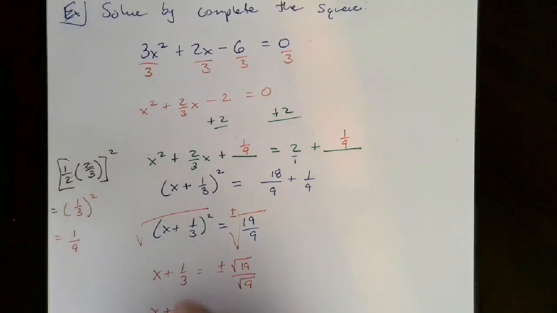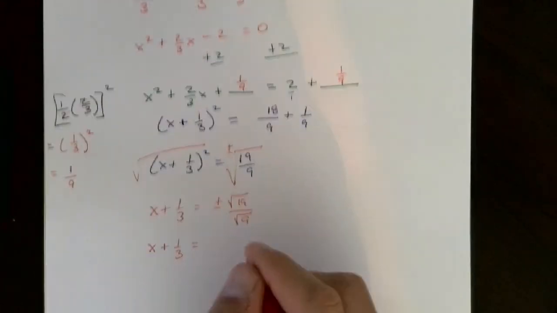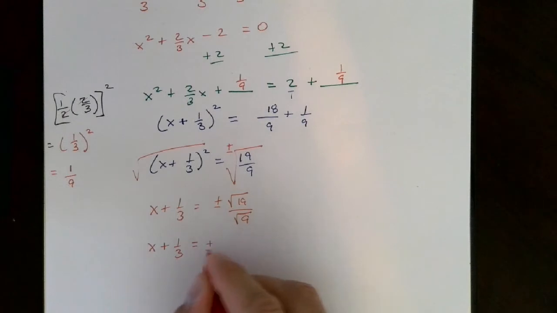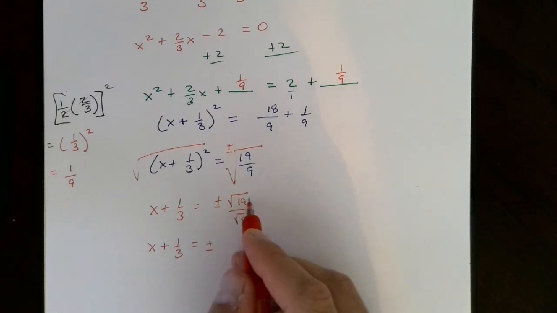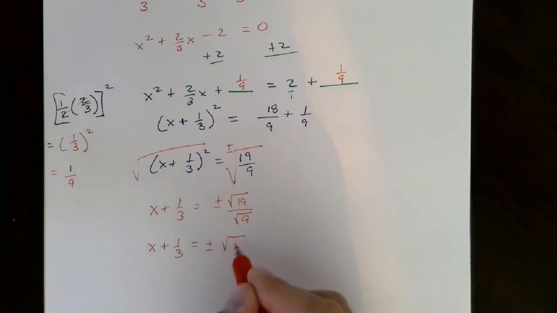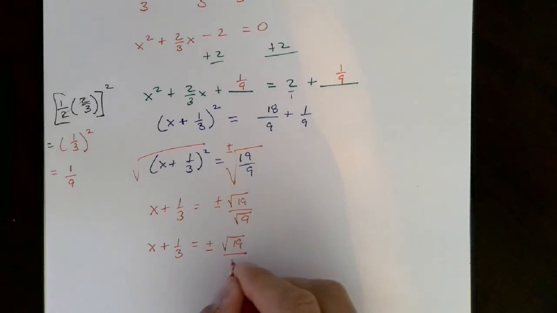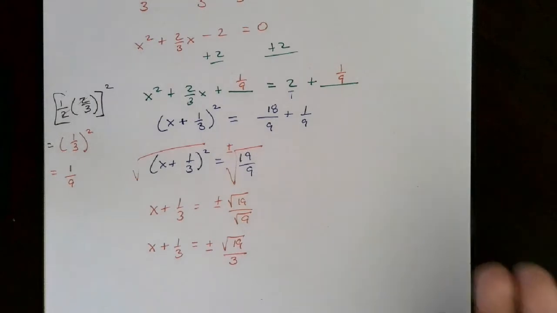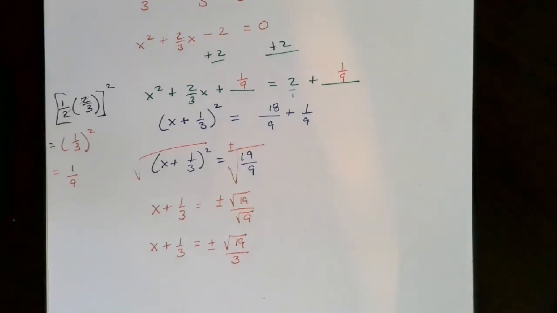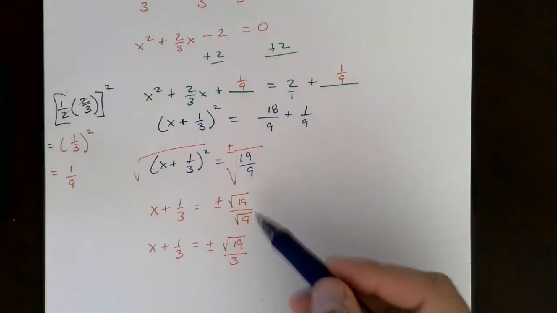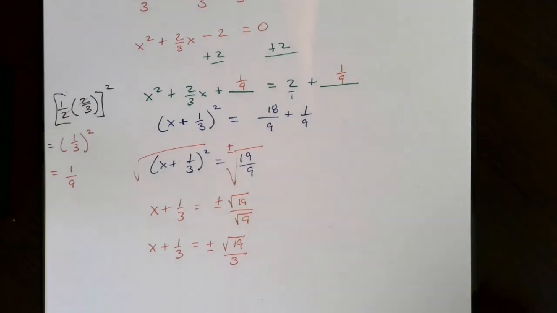So this gives us x plus 1/3 equals plus or minus. The square root of 19 doesn't have any perfect square factors other than 1, and it's not a square itself. So the square root of 19 over the square root of 9, well, the square root of 9 is 3. If you can evaluate it, make sure you evaluate it. Don't try to rationalize before you evaluate it, because sometimes it's easier just to evaluate the perfect square.